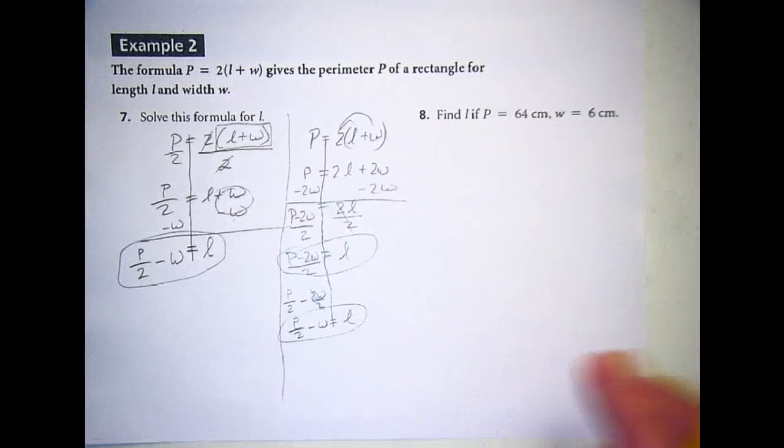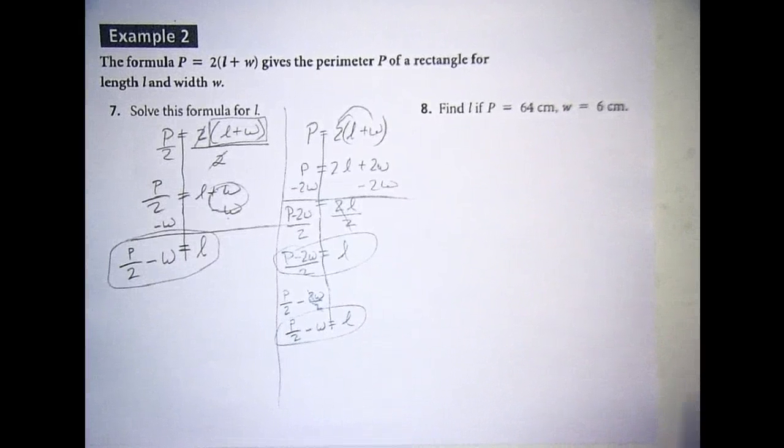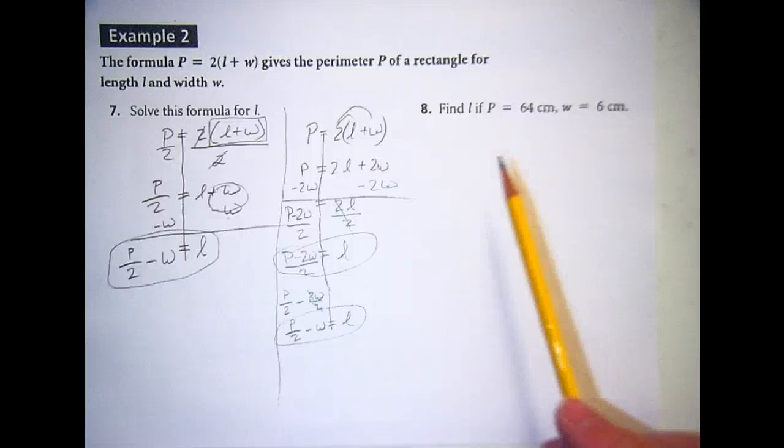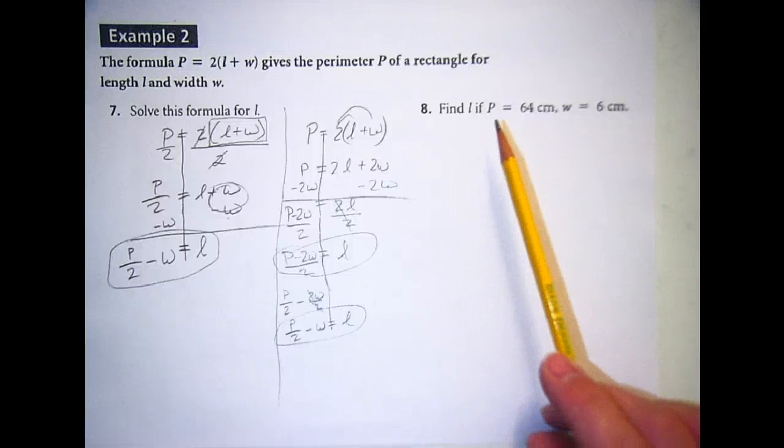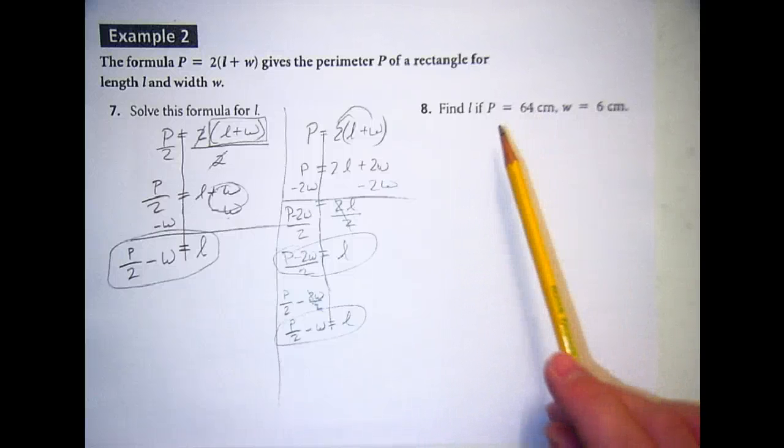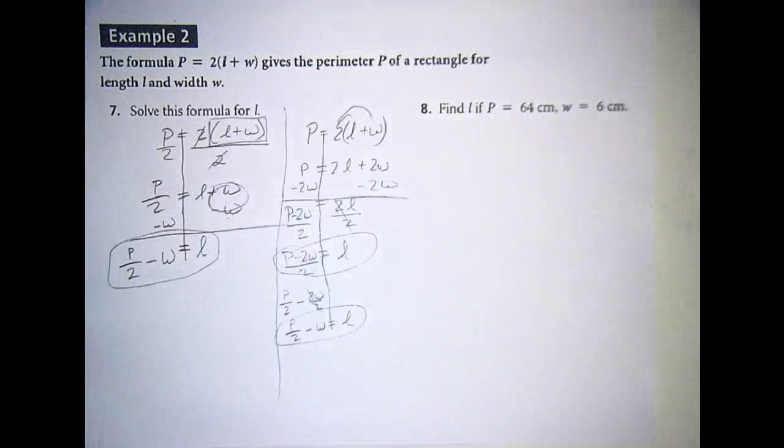Okay, I'm almost out of time here. I gave myself a time limit today, and we're getting close to it. We still got another problem or two. Right now, I want you to find P or L if W or P is 64 and W is 6. Okay, go for it.